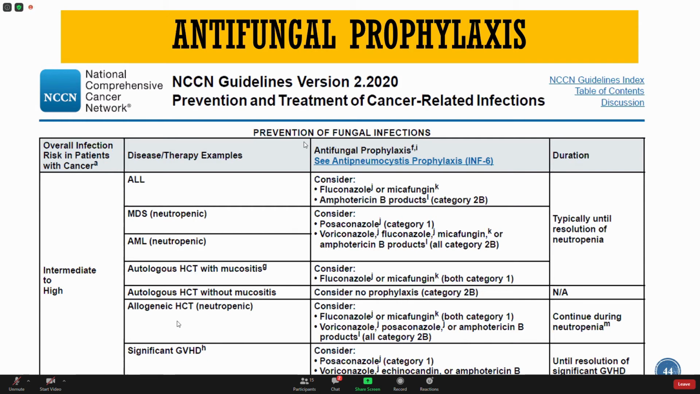And for those patients after allogeneic stem cell transplant with graft versus host disease, posaconazole is the category 1 recommended option. We can still use micafungin, or you can use AmBisome in all these patients as antifungal prophylaxis. However, the recommendation is of lower grade.